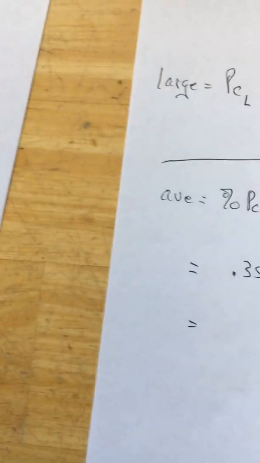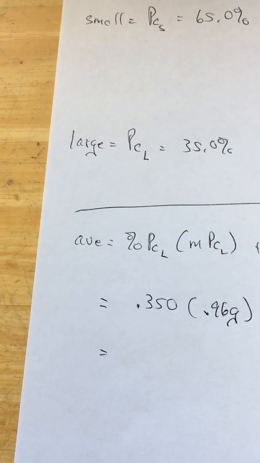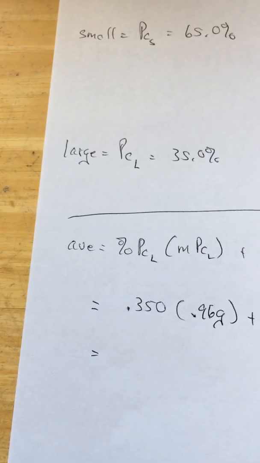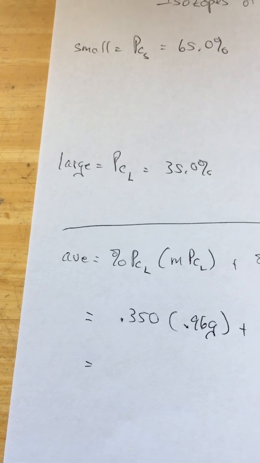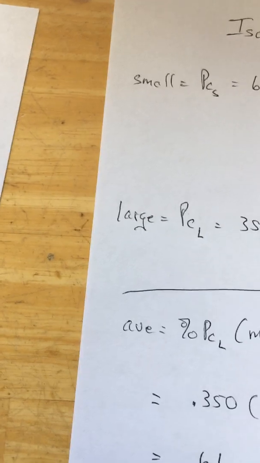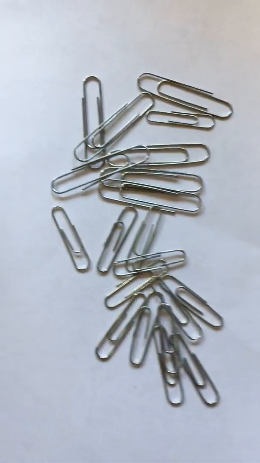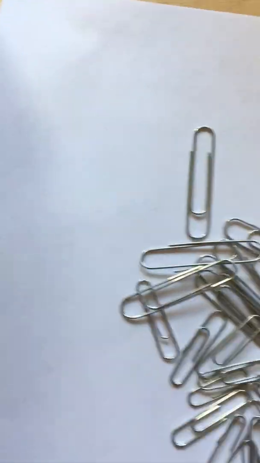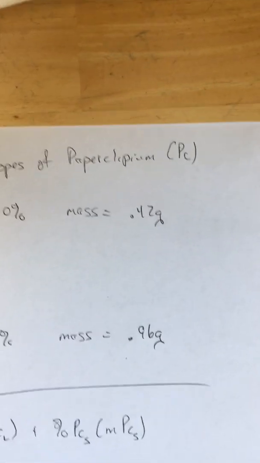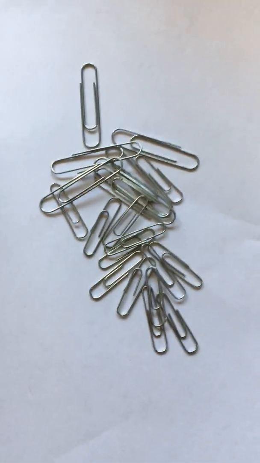So that means the average paperclip is, drum roll, 0.61 grams. Now what's interesting is if I reached into this pile of paper clips, would I ever pull out a paper clip with a mass of 0.61 grams? And the answer is no. I'm either going to pull out a large or a small, and so it should be 0.42 and 0.96. But what good is that average, the 0.61, if the average paper clip doesn't exist?